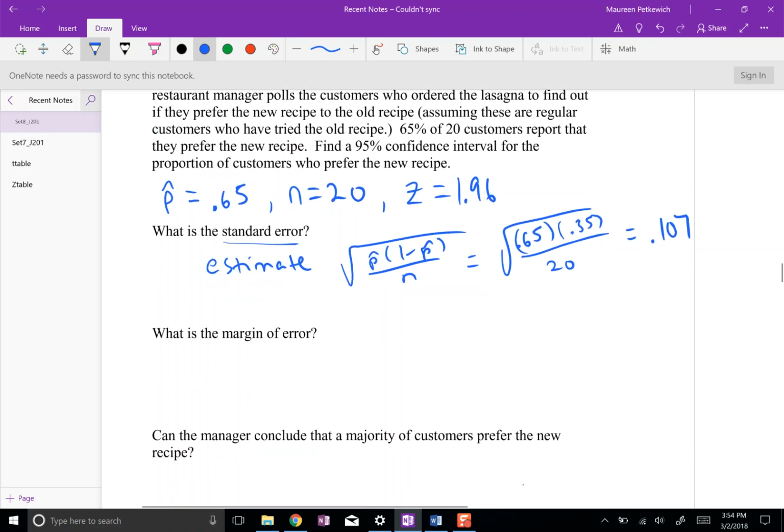What is the margin of error? Remember, the margin of error is the estimate of the standard error times the z-score. So it's just going to be our z-score 1.96 times the estimate of the standard error, 0.107. And so that's about 0.21.